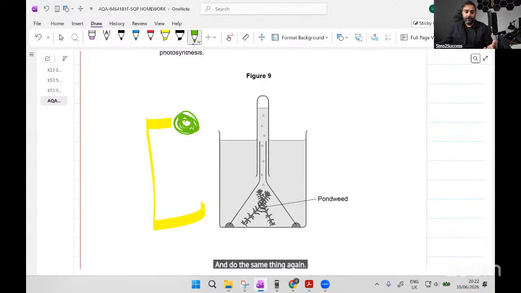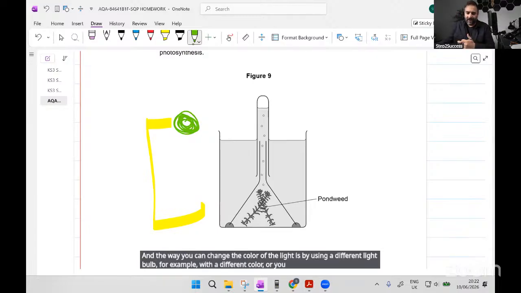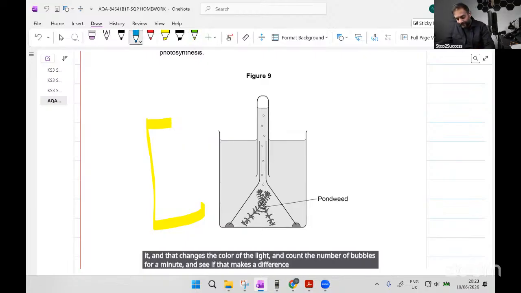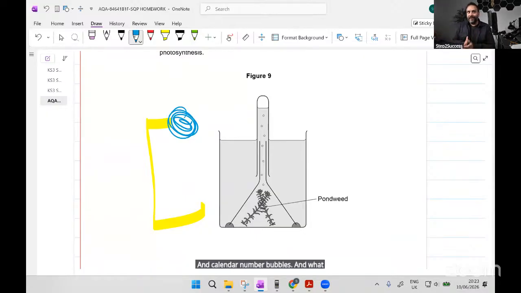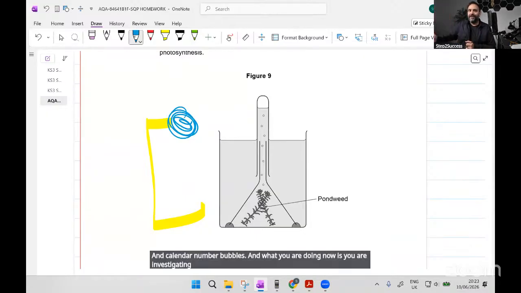And the way you can change the color of the light is by using a different light bulb, for example, with a different color, or you can put a filter in front of it and that changes the color of the light. And count the number of bubbles for a minute and see if that makes a difference. Then change the light color again and count the number of bubbles. And what you are doing now is investigating how the color of the light affects the rate of photosynthesis. You see what I mean? You're seeing how the number of bubbles will change depending on which color light you're using.